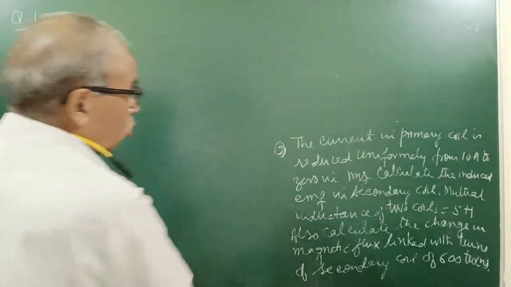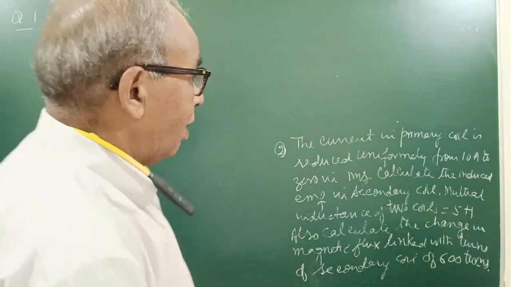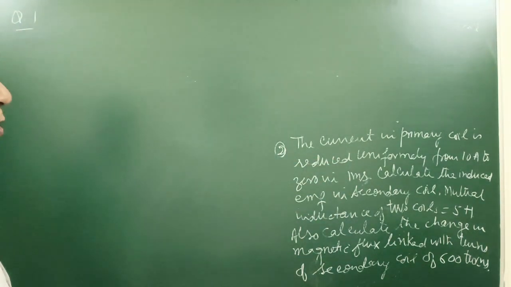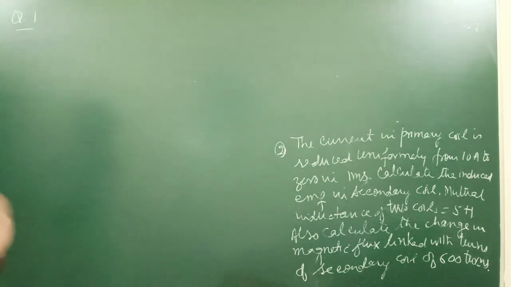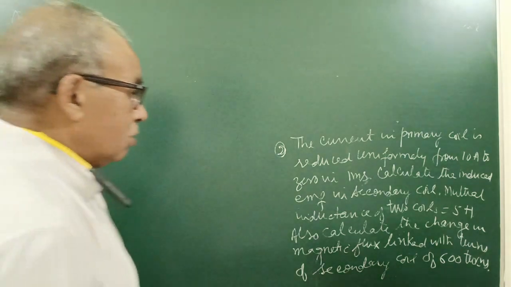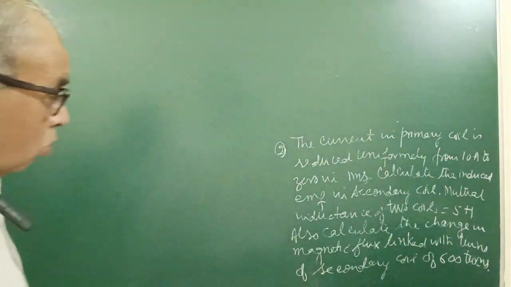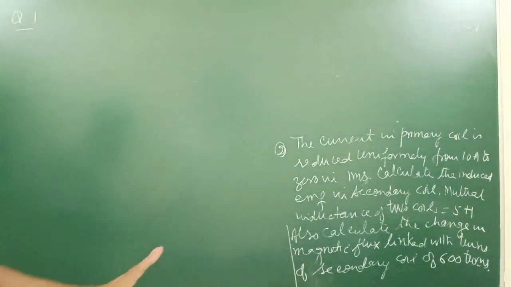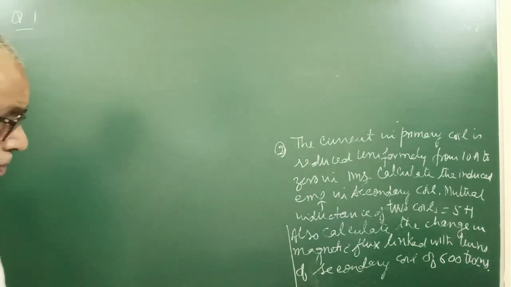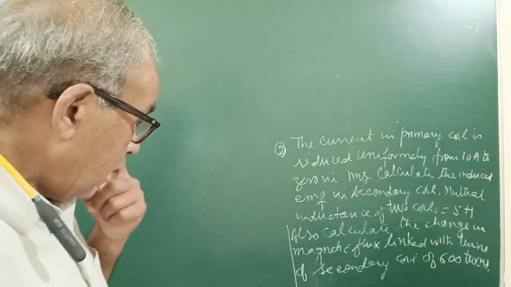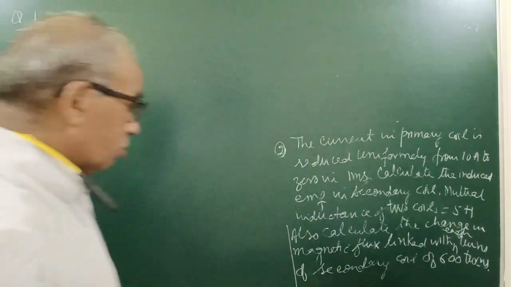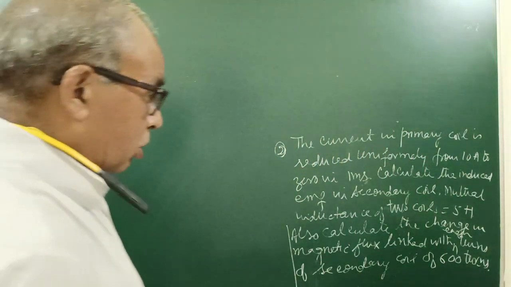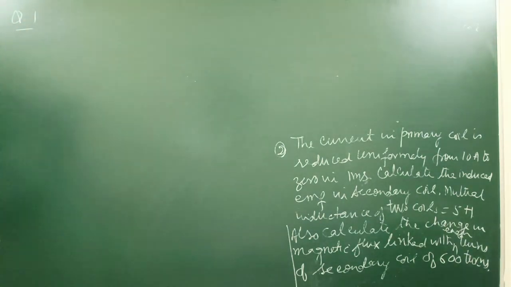Now, the number 2 question. Current in the primary coil is reduced uniformly from 10 ampere to 0 in 1 millisecond. Calculate the induced EMF in the secondary coil. Mutual inductance of the two coils is 5 Henry. Also, this is the important part here, that's why I am doing this question. Also, calculate the change in magnetic flux linked with each turn of the secondary coil of 600 turns. So first of all, you are asked to find the induced EMF.